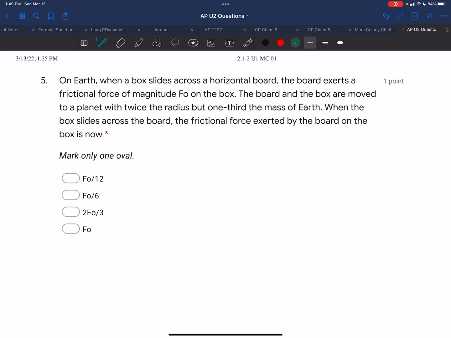So in this question, we have a comparison of Earth and another planet. So let's just draw these things. We've got our Earth like so. And let's see, we've got g equals big G, big M over R squared, and an F_g equal to big G, big M, little m over R squared.